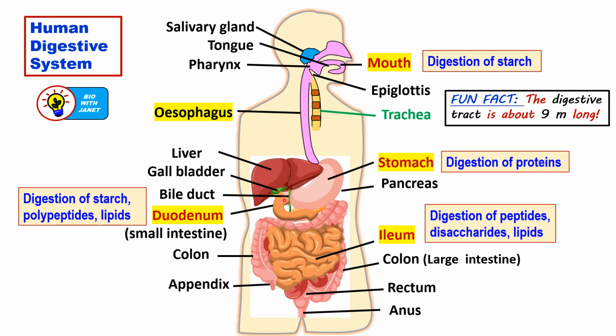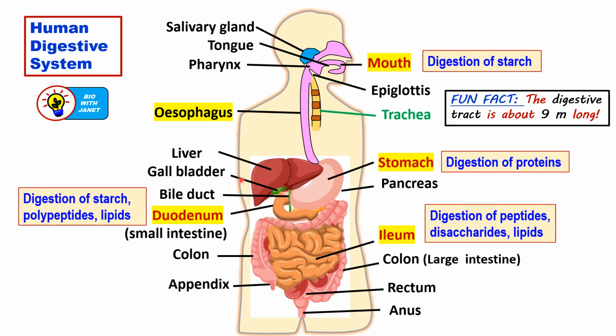Next is the duodenum, which is the third site of digestion. So digestion of starch, polypeptides, and lipids occurs in the duodenum. And the duodenum is connected to some accessory organs, okay, which help the duodenum in the process of digestion. Because the duodenum doesn't produce any digestive enzymes of its own, right? So it depends on accessory organs like the liver to produce bile, to emulsify the fats or the lipids, right?